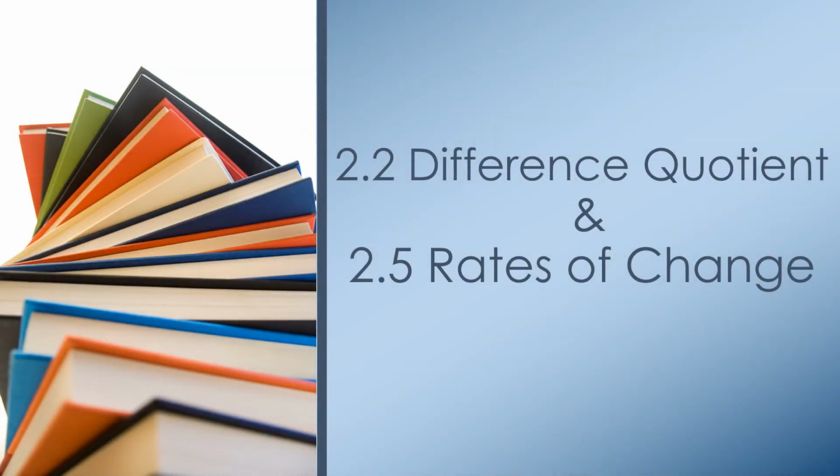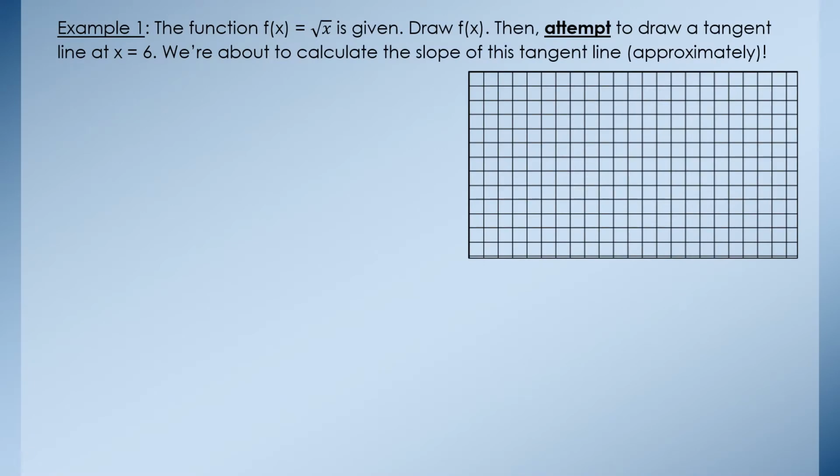This lesson is about the difference quotient and rates of change. We're going to start with one of our parent functions from grade 11, f of x equals square root of x. That's the radical function. The first thing we're going to do is draw it. Then we have some other things we have to do, but let's start with that.